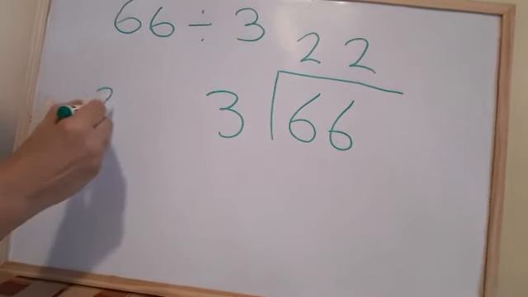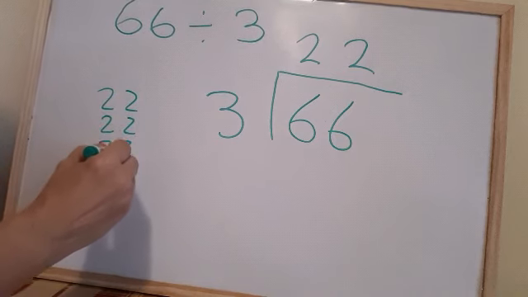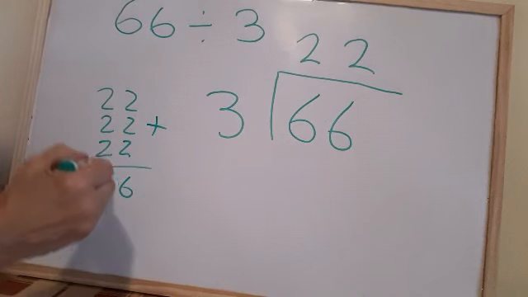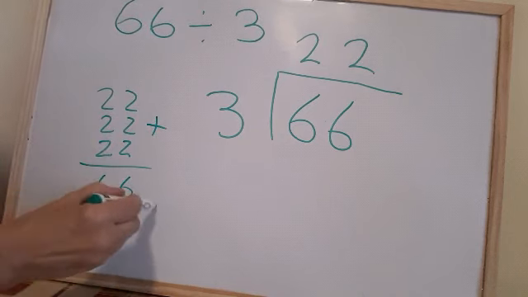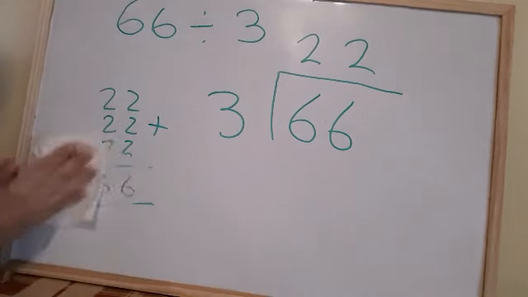So if we look, 22, 22, 22, there's 3 lots of 22. Let's add them all up and check. 2, 4, 6, 2, 4, 6. There we go, 3 people, 22 each, comes to 66.